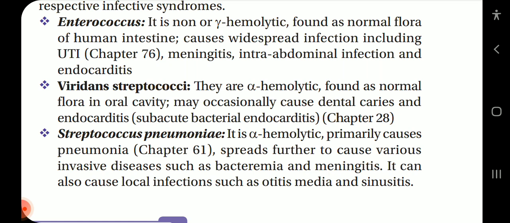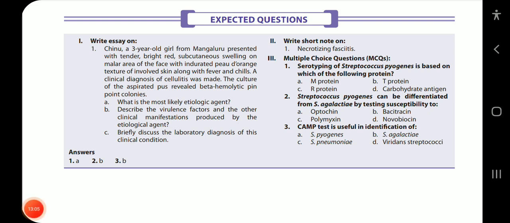Streptococcus pneumoniae is alpha hemolytic and primarily causes pneumonia, spreading further to cause various invasive disease such as bacteremia and meningitis. It can also cause local infection such as otitis media and sinusitis. Okay, so now coming on to the expected questions.